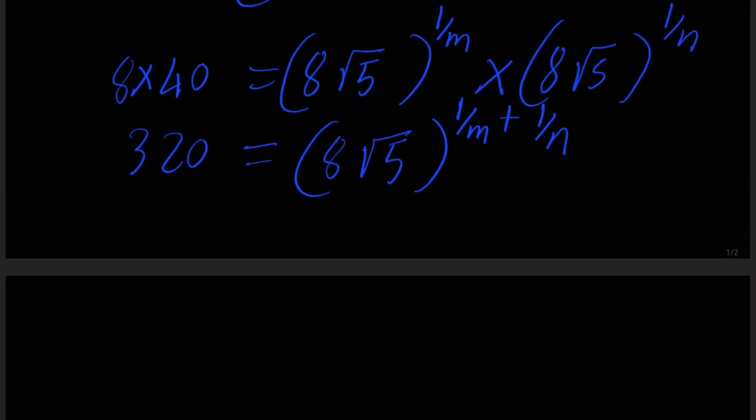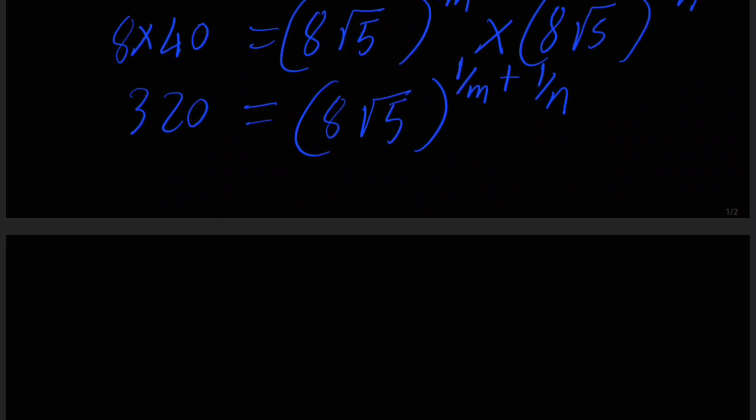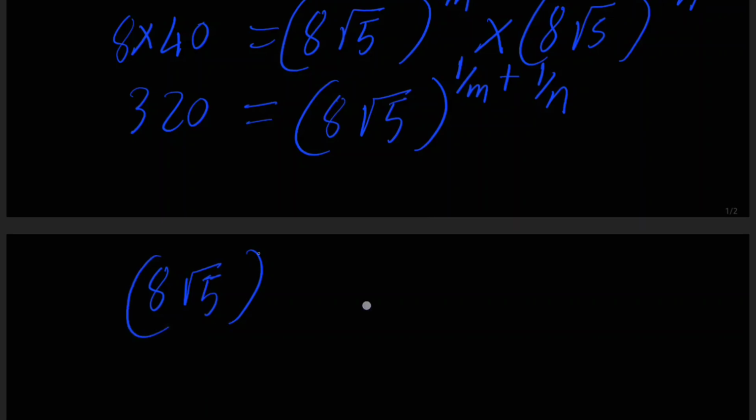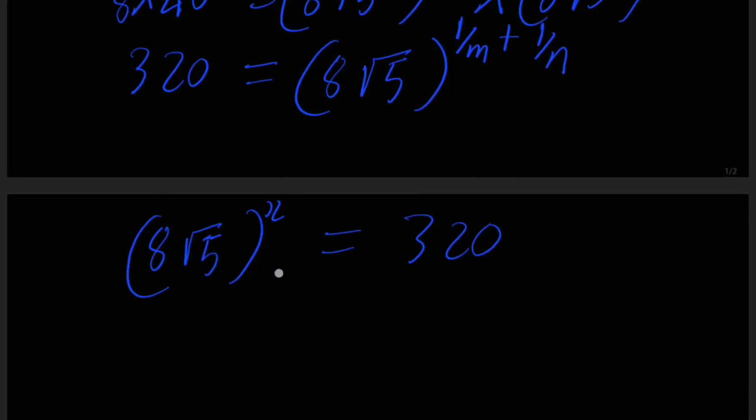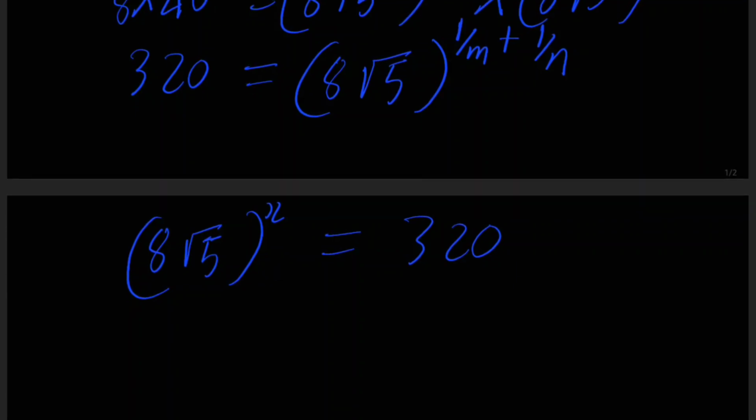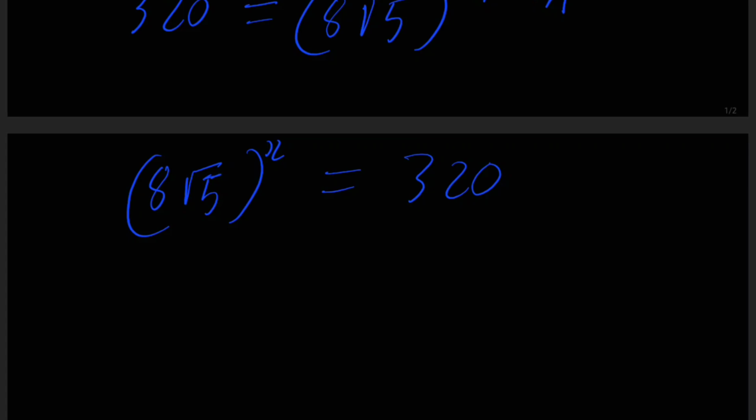So from here, we're asking ourselves, what raised to the power 8 root 5, that is 8 root 5 to the power of a certain value, is equal to 320. Now, if we look at it very well, we'll see that 8 root 5 to the power of a certain value is equal to 320.